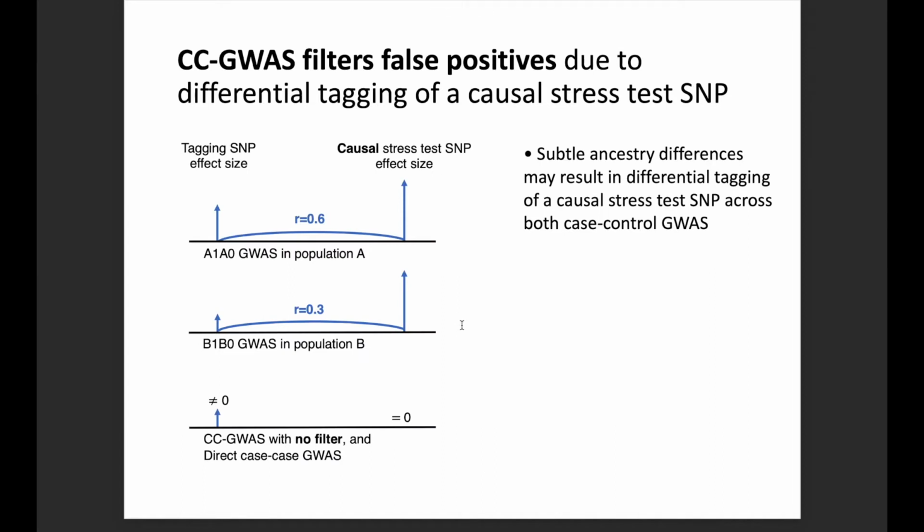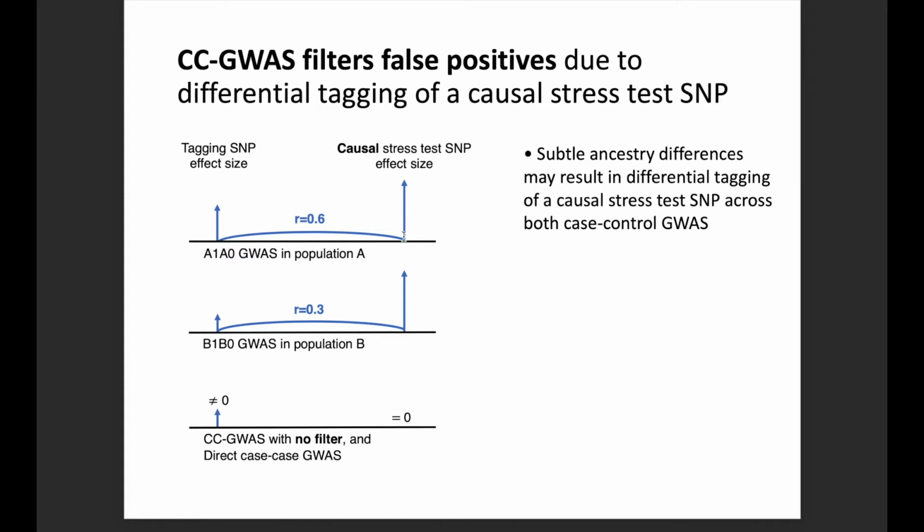And CC-GWAS has an additional filter to protect against a very specific set of false positives that may result from differential tagging of a causal stress test SNP. So again, the stress test SNP is a SNP that impacts both disorders, but has no difference in allele frequency between the cases. And here in the right column, you can see the causal stress test SNP. It has an impact on disorder A, it has an impact on disorder B, but there is no case-case difference, so there's no case-case effect.